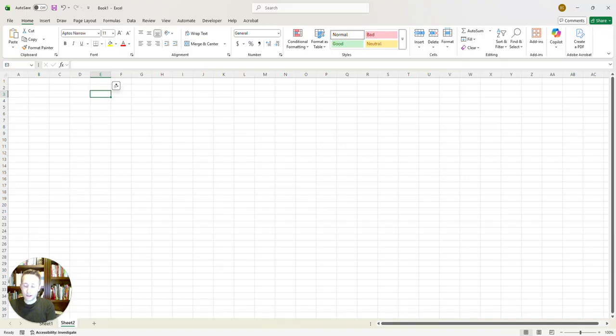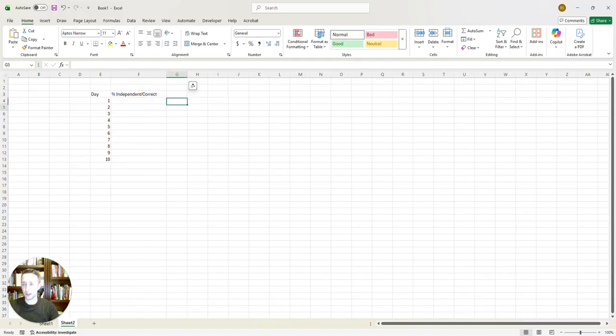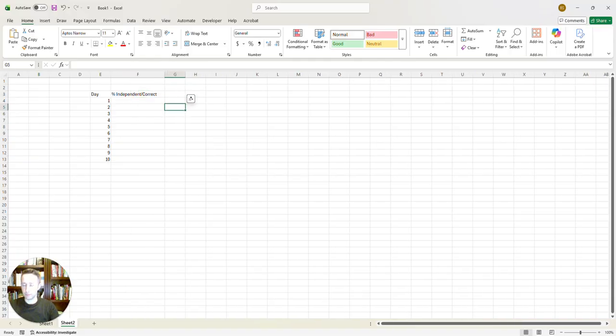Okay, so we're going to have day on the x-axis, day 1, 2, 3, 4, 5, 6, 7, 8, 9, 10. So these are session days. And we're going to have the percent independent and correct. So what are we going to graph? We're going to graph percentage. Do we have to? No. But that's beyond this video. We're going to go with percent correct for now. It's a pretty common mastery criterion.